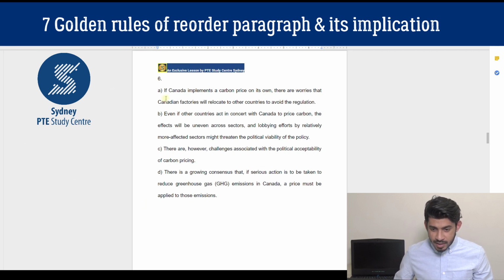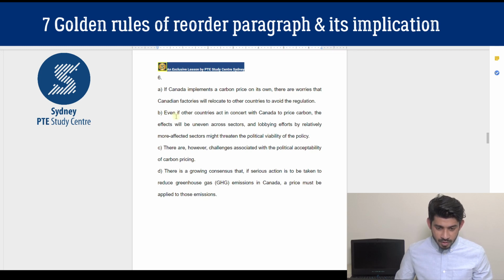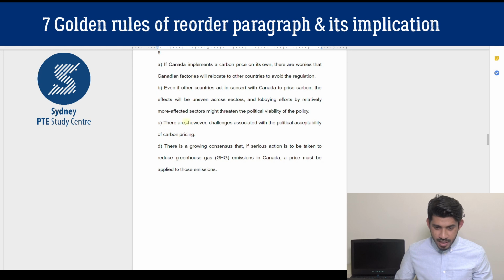If Canada implements a carbon price on its own, it's a conditional sentence. Okay, let's read the other one. Even if, look, my first sentence has if, second sentence starts with even if. Now ask yourself, if two sentences have if and even if, which sentence comes first? Obviously if comes first, then even if, right? So you can say, for example, if I did this, and the second sentence, even if I did this, something happened. Okay, so number C says there are, however, cannot be your first sentence because of however.